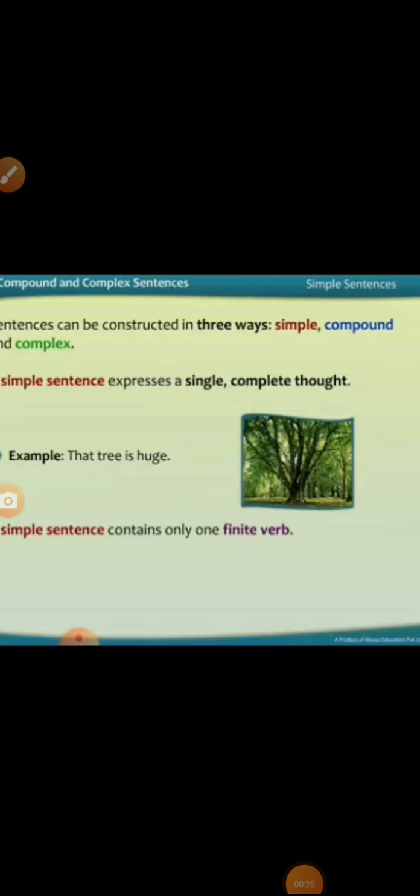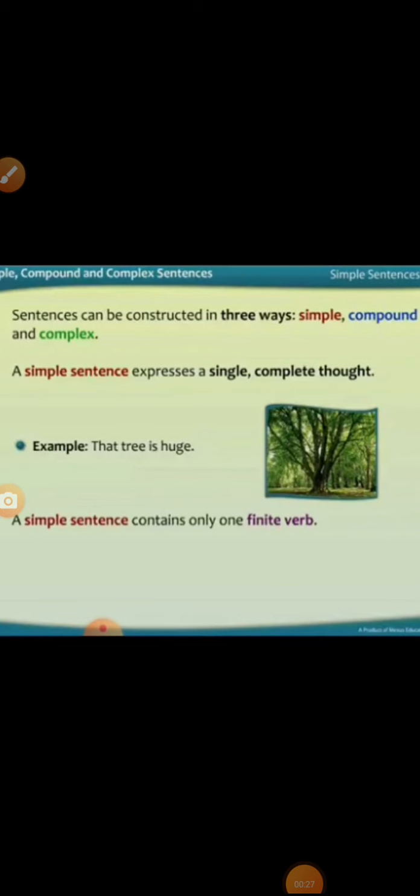Sentences can be constructed in 3 ways: simple, compound, and complex. A simple sentence expresses a single and complete thought. For example, that tree is huge. A simple sentence contains only one finite verb.